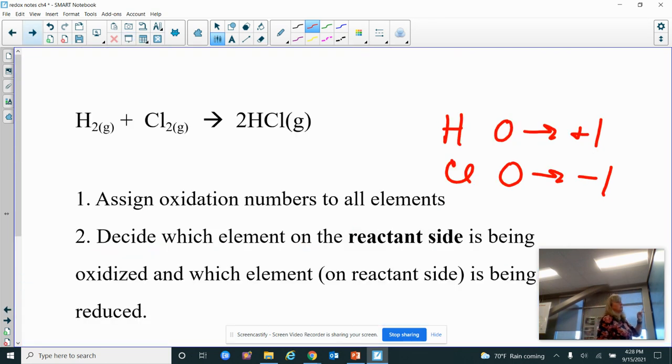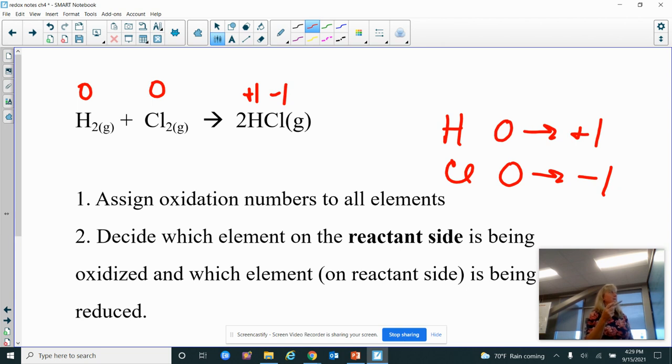Okay, so in this equation, it says assign oxidation numbers to all the elements. All right, so if it's a naturally occurring diatomic element, it's 0. So the hydrogen in this H2 is 0. The chlorine in this Cl2 is 0. Okay, but in this compound, hydrogen's +1 and chlorine's -1.